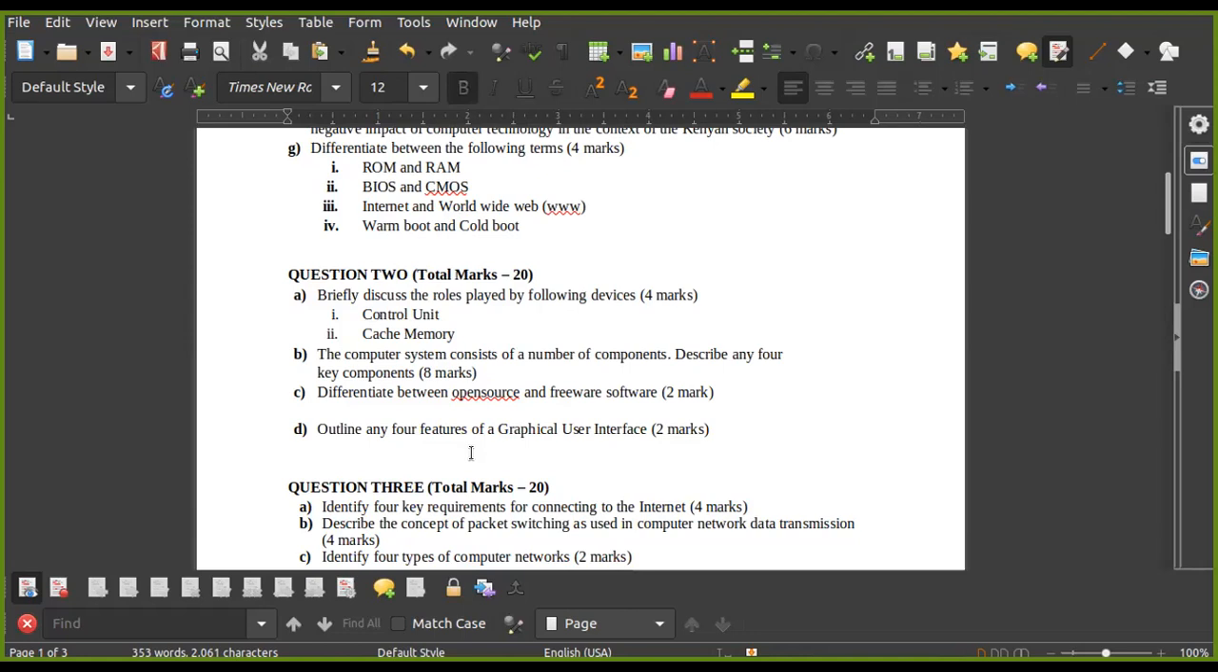Outline any 4 features of a graphical user interface. Whenever you're talking about graphical user interface, you're talking about the things that you can see. Okay, like we have menu items, we have images, we have icons, all right? All that are some of the features of a graphical user interface as opposed to command line interface.